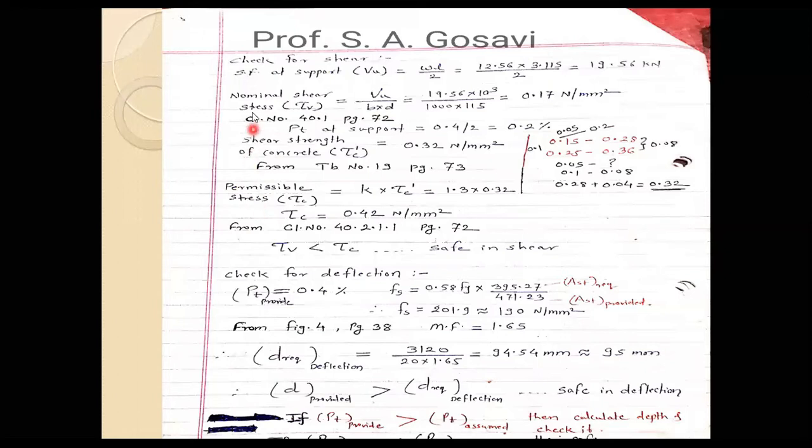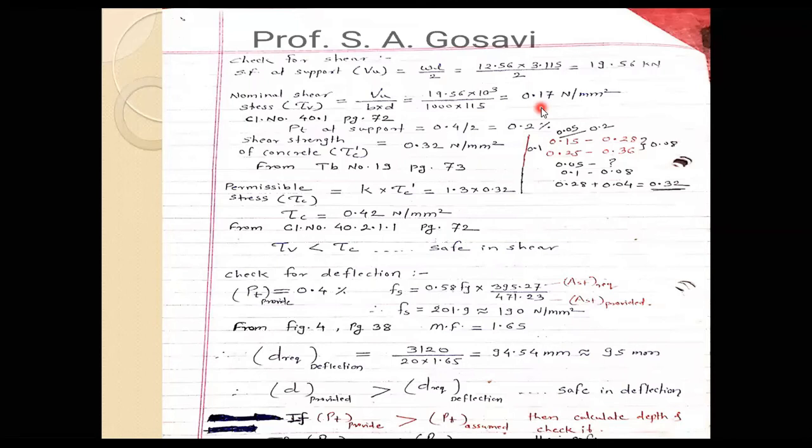Here you can see that the stress generated in the slab, that is nominal shear stress, is 0.17, and the permissible or allowed value is 0.42. So here your tau v is less than tau c, hence your slab is safe in shear. Otherwise, if your permissible value is 0.42 and your nominal shear stress tau v is, suppose, 0.60, which is greater than 0.42, then your slab will not be stable in shear. It may fail in shear.